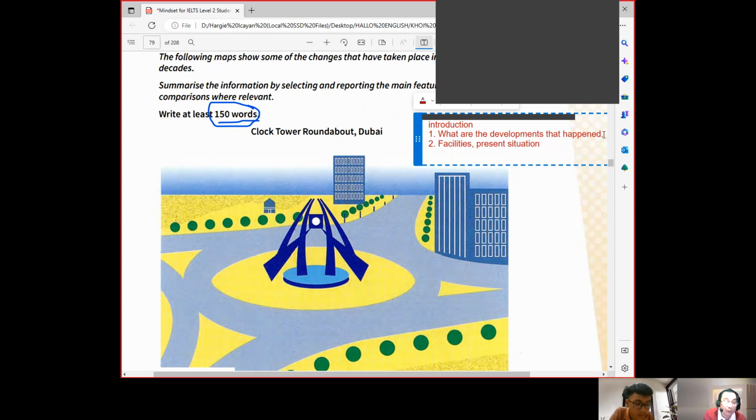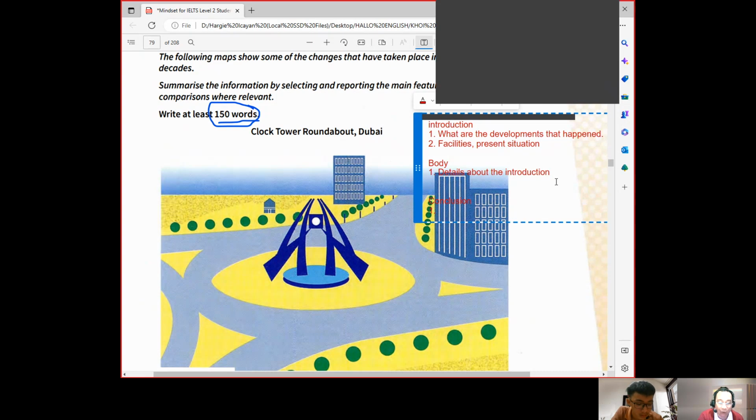Then you should take note not only of the introduction, but also the body. In the body part you should include details about the introduction. So you dig for more details on that. And then after that, you have to have your conclusion. Remember that the conclusion is very important.